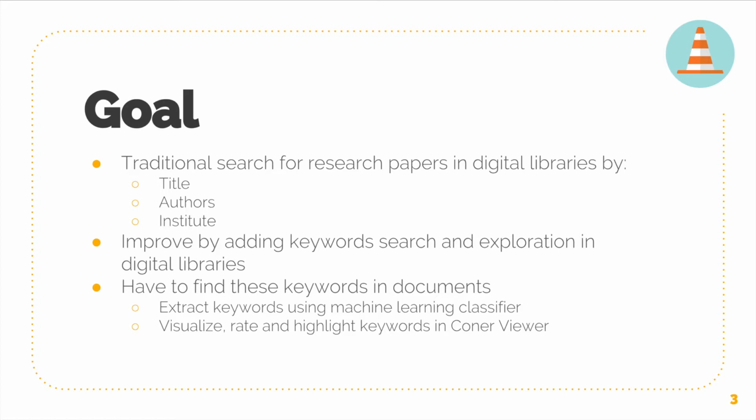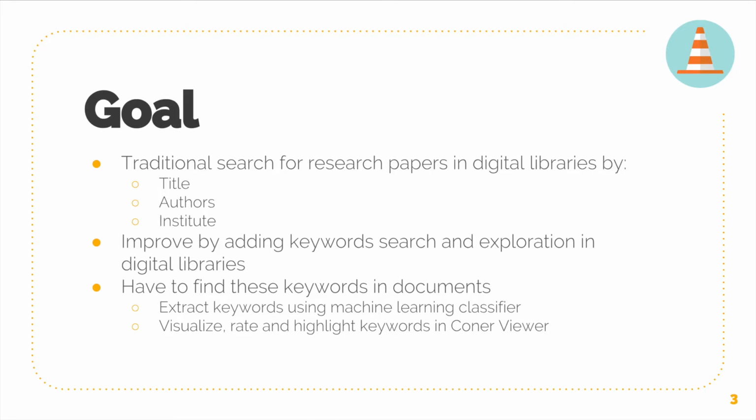Traditionally, if you want to search for research papers in a digital library, you could do so by searching for a title, by authors, or by using an institute. But this is quite limited. Oftentimes, if you're introduced to a new topic or a new domain, you just know a few keywords about that topic, and you would like to use that to search for relevant research papers, which right now is not quite possible with this metadata. So the search functionality could be improved by extracting keywords for each document in the digital library and make these usable for search and exploration.